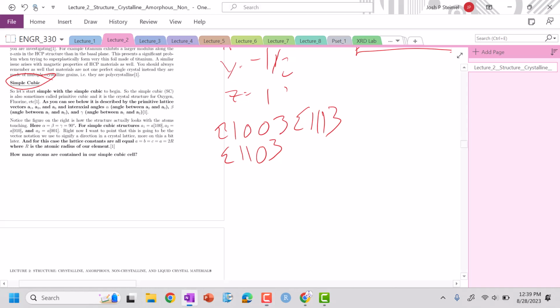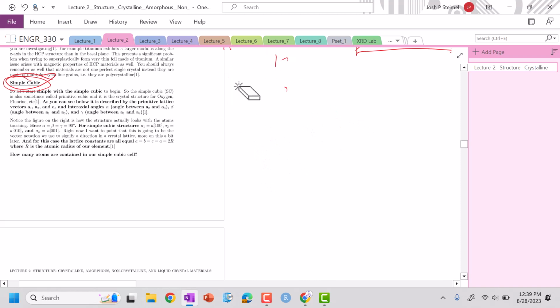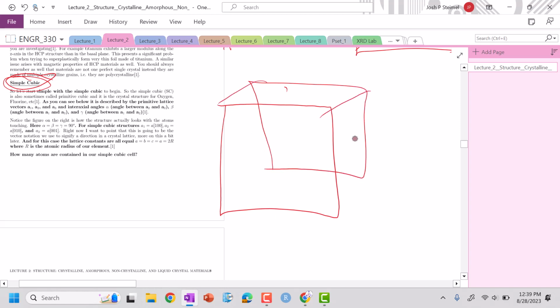So the first structure that we're going to work with is a simple cubic structure. It is the most simple structure that we can work with. Pun again, sorry, I can't help myself. But a simple cubic structure is effectively a cubic unit cell, and we have atoms at the corners.